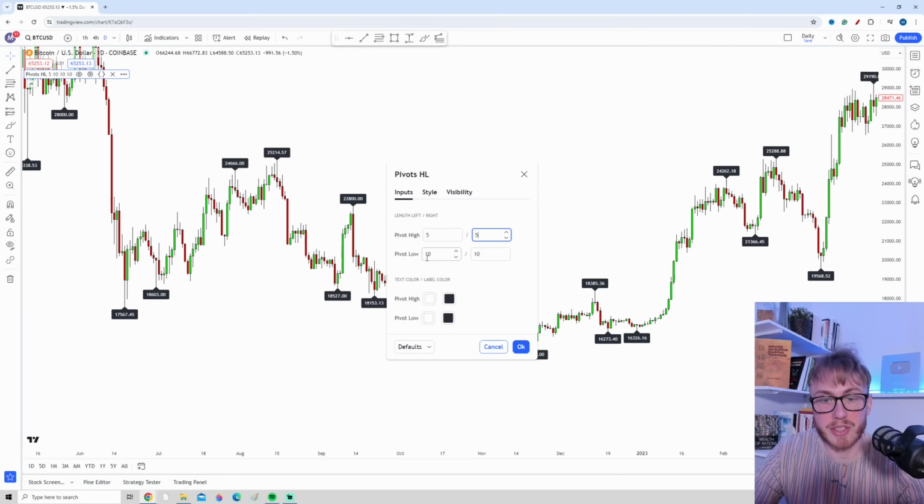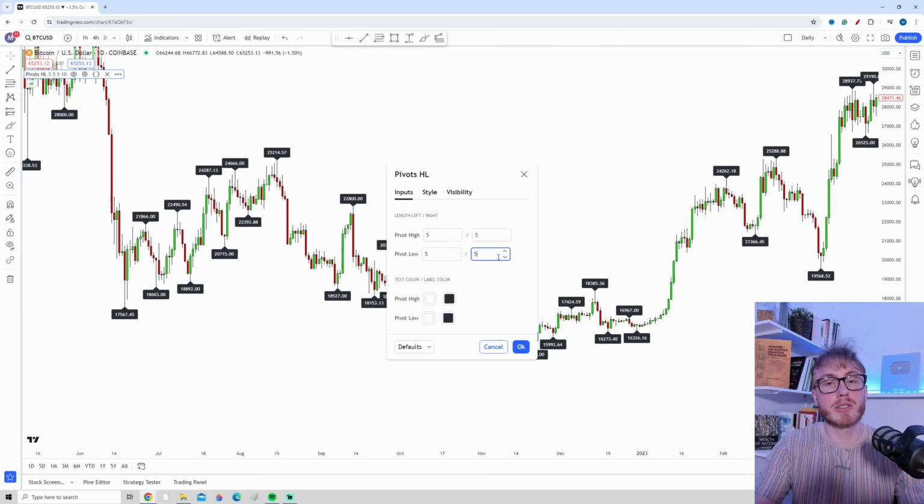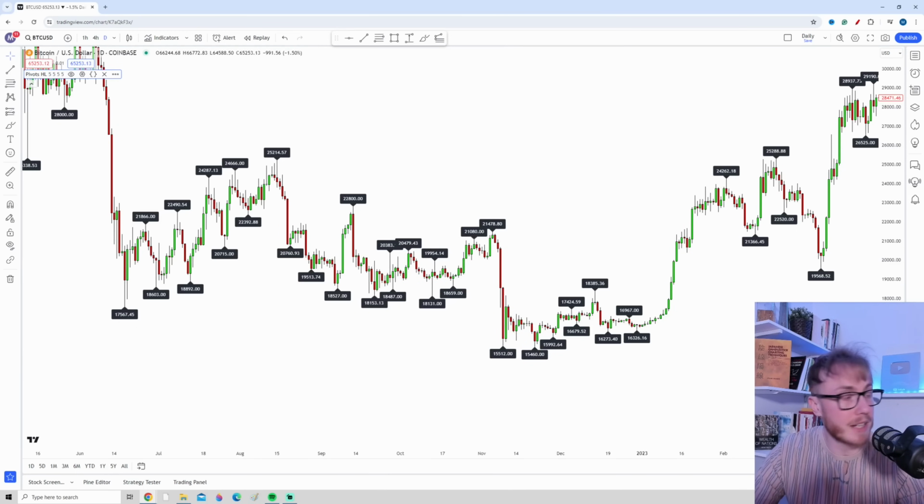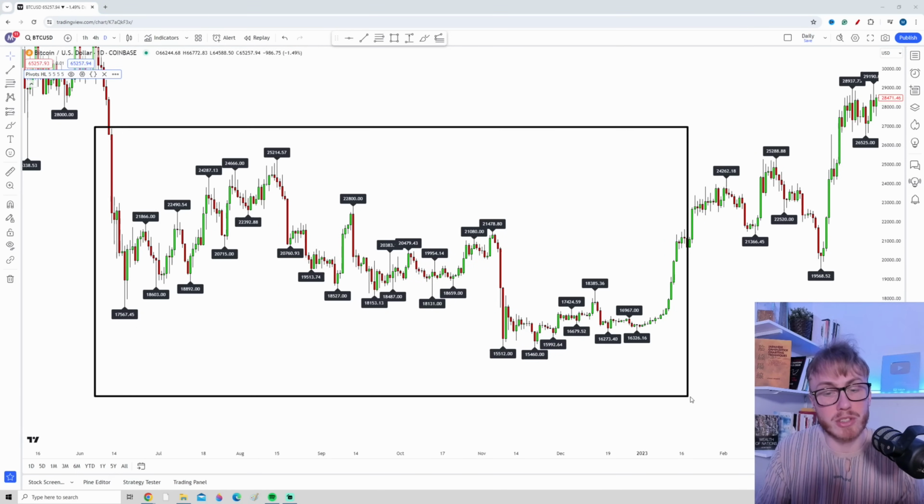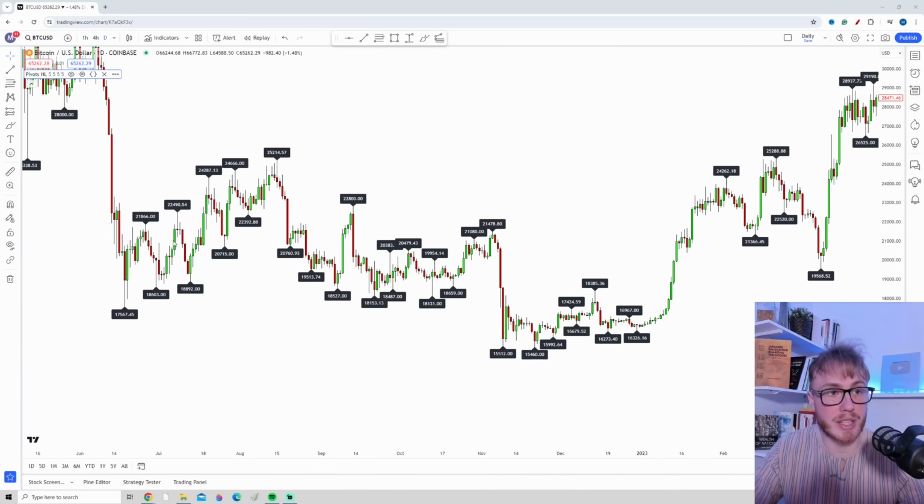But first of all, if you, for example, change all of these settings to 5, this basically means that in order to have a pivot point, we need to have 5 candles to the right and 5 candles to the left. So if you change to 5 here, you can see that we have tons of pivot points on the chart. And when we have this many pivot points, the actual points are not significant. So this is not very useful.